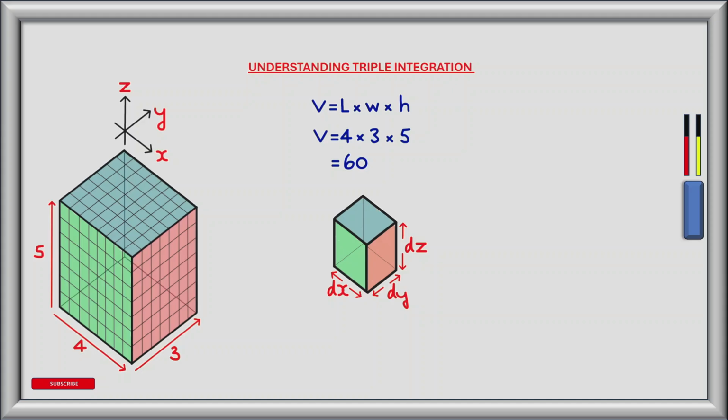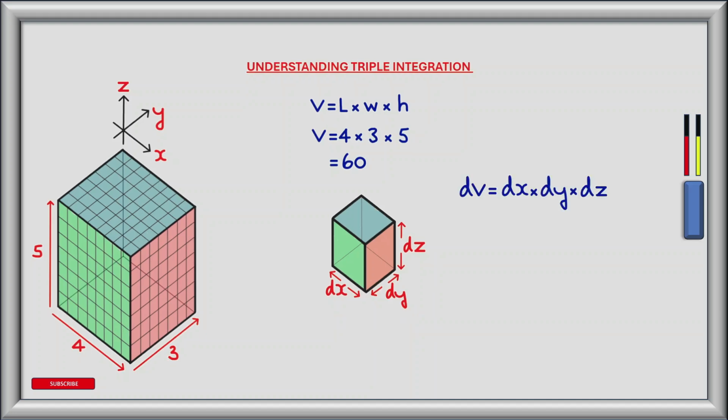The height along the z-axis is a tiny chunk of the total height of 5, and we'll refer to it as dz. Now, if we multiply dx by dy by dz, we get a tiny chunk of volume, which we call dV. If we sum all the tiny pieces of volume, we arrive at the total volume of our rectangular cuboid. So how do we do this, John, I hear you cry? Well, we use three integrals to sum along the x, y, and z axes.